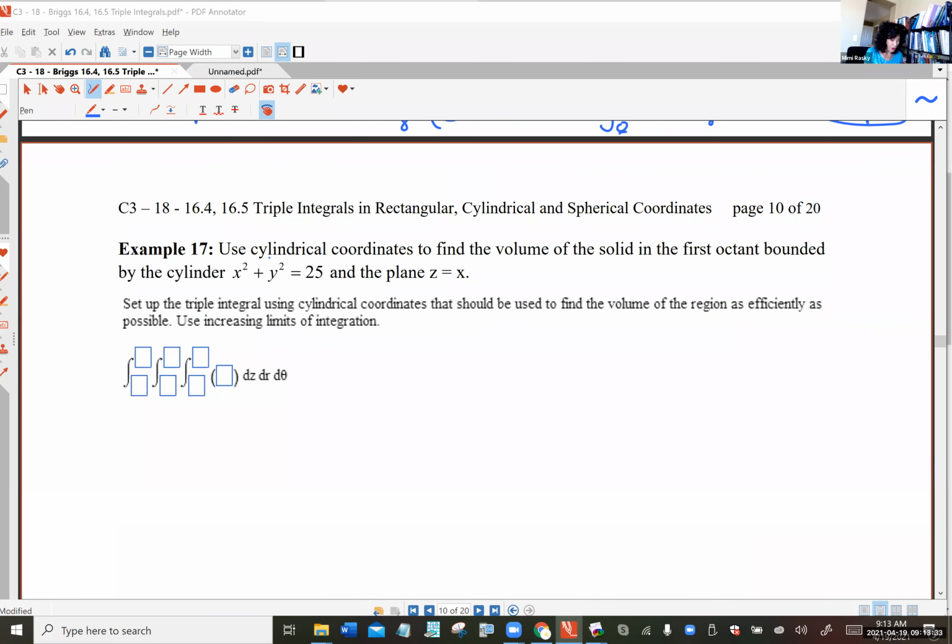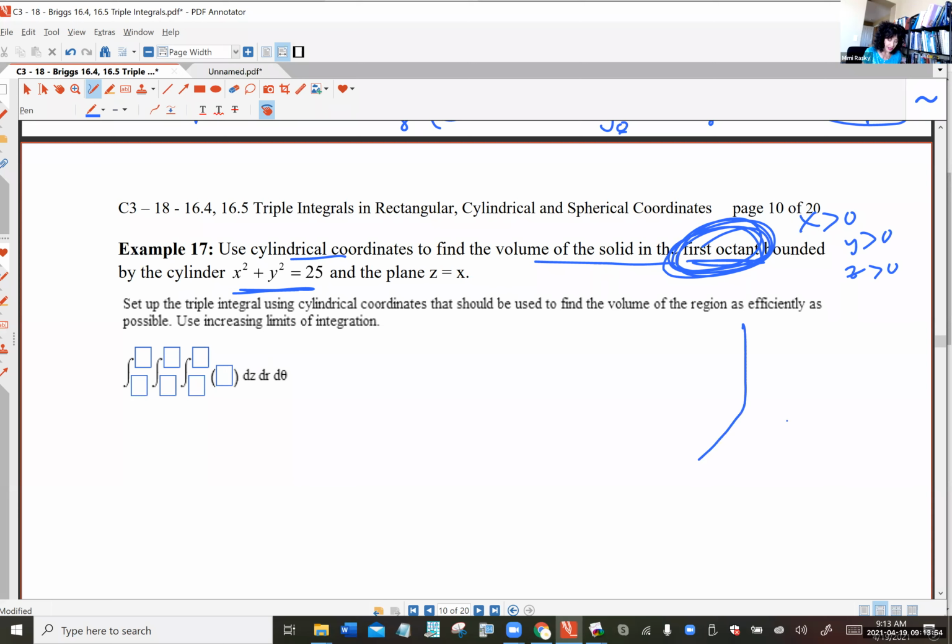So use cylindrical coordinates to find the volume of a solid in the first octant. Keep in mind, that means x is greater than 0, y greater than 0, z greater than 0. Is everything first octant? No, but if you see that, that's kind of nice. Okay, a cylinder. What's a cylinder? Well, it's like a Coke can.